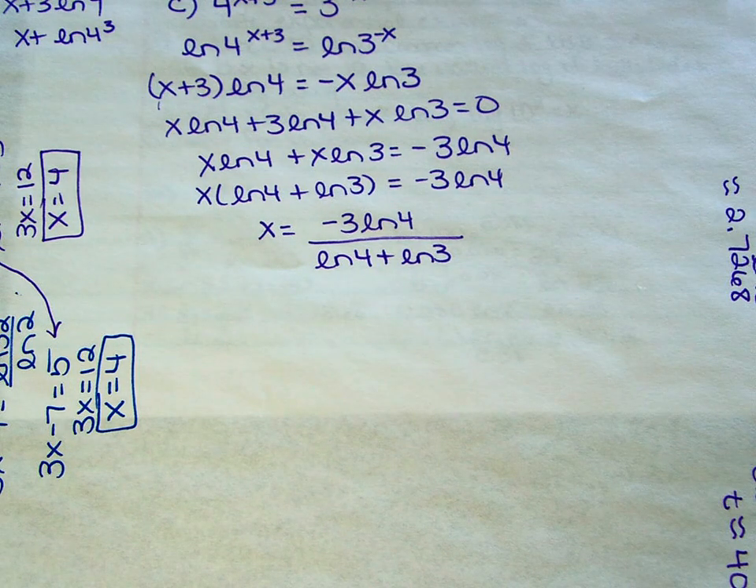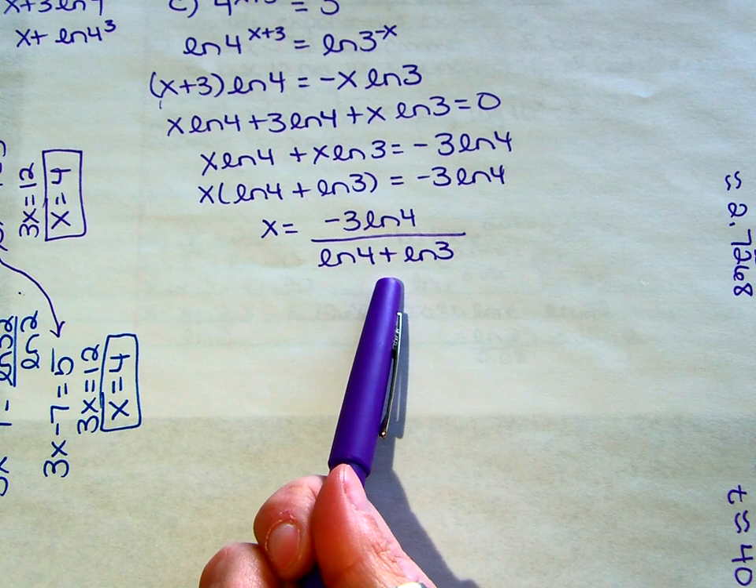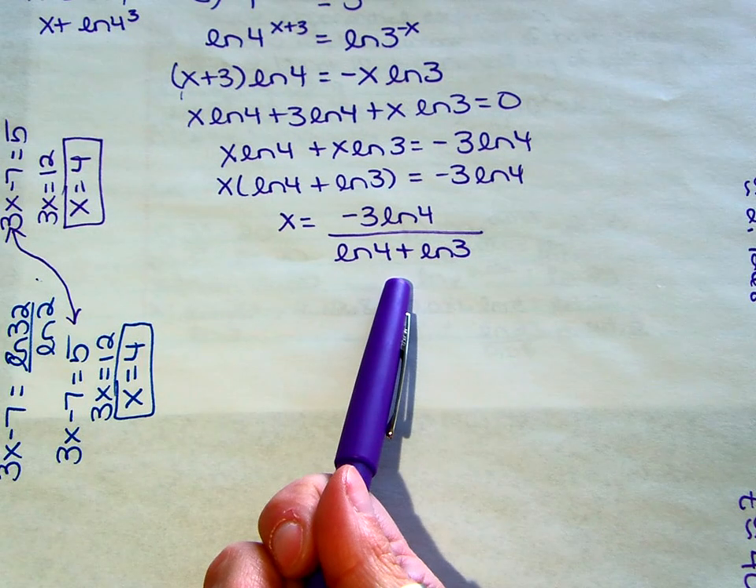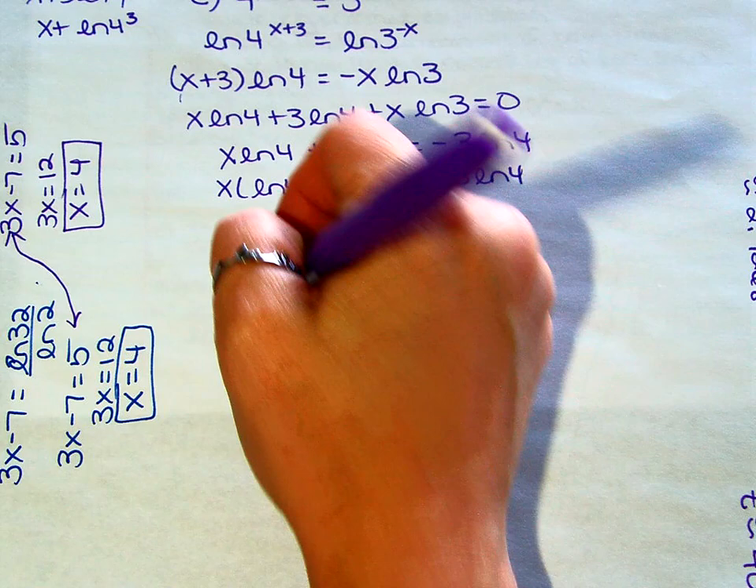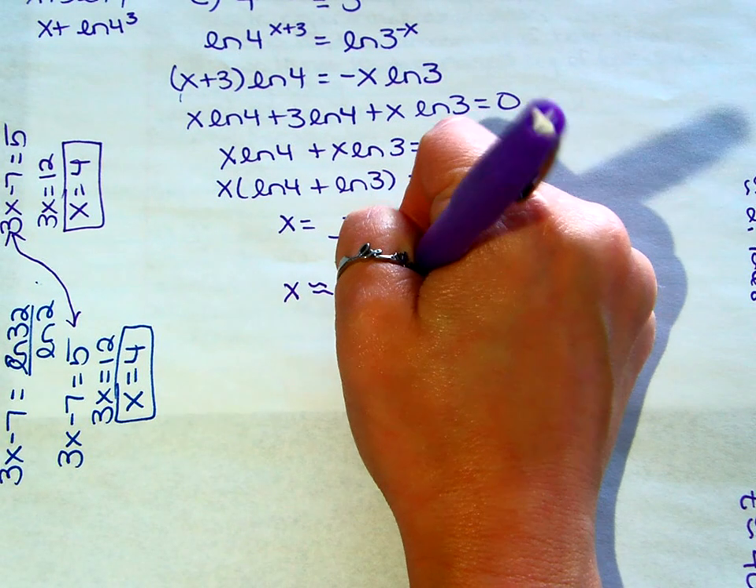And your problems in Pearson actually tell you that. They tell you do not round until the last step. This is the last step. This is what you'd need to type into your calculator to figure out what x equals. Until this point, you don't want to do any rounding. You want to leave it in logarithmic form. So once you type that in, we find that x is approximately 1.674.